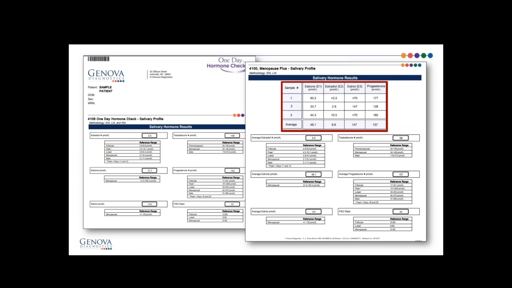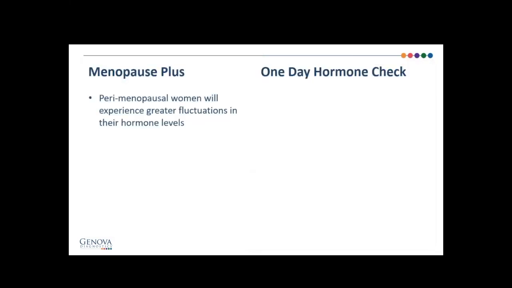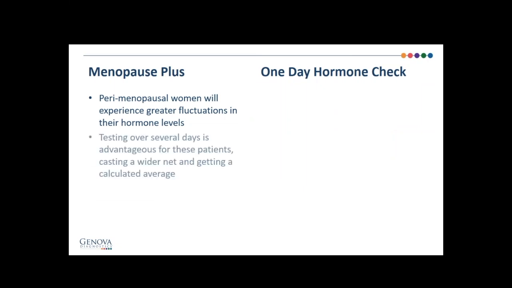There are those who say if you have a menopausal patient, you can do the one-day hormone check because there's not likely to be a lot of fluctuation. I tend to lean more toward, if you can, getting the 3 days and an average is still worthwhile. Casting a wider net, for me, is data that I find valuable. So the menopause plus, for perimenopausal women who experience greater fluctuations in their hormone levels, you might want to look at that because it gives you a wider net.